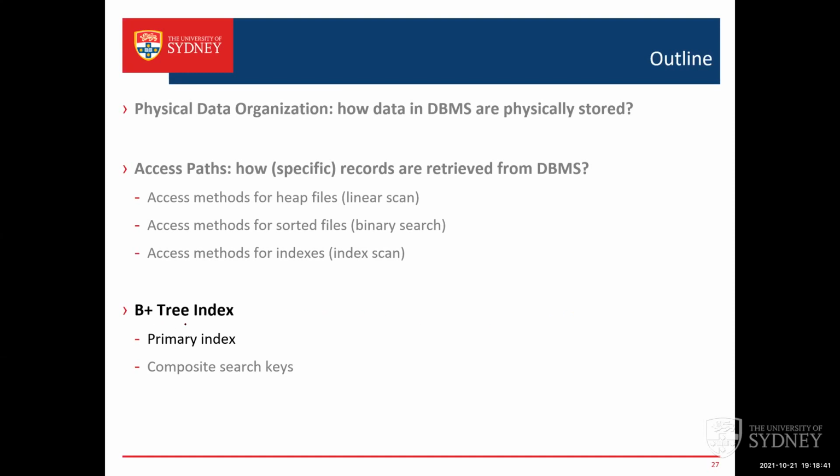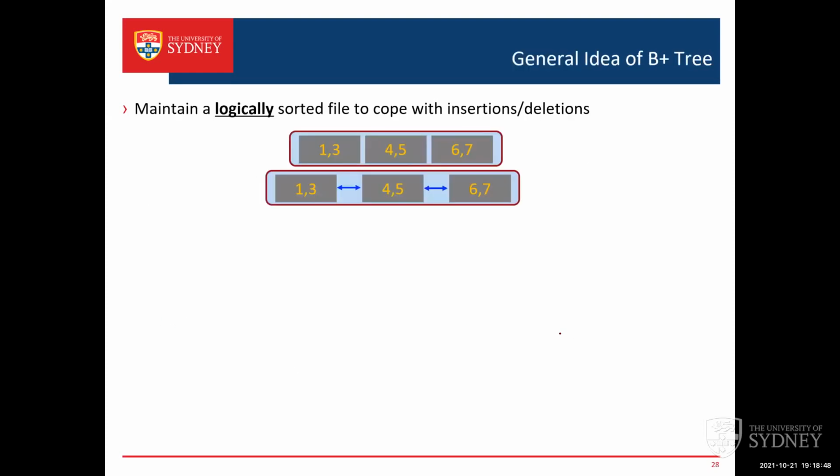So B plus tree index, how do we create the index? How do we keep everything nicely in there? Like I said, the idea is that the data will be logically sorted, okay? Not physically sorted, but logically. So there will be a logical connection.